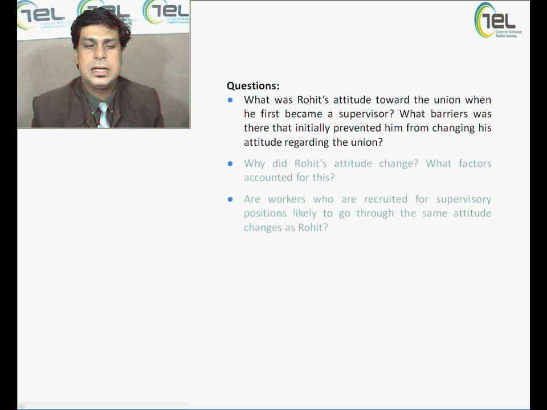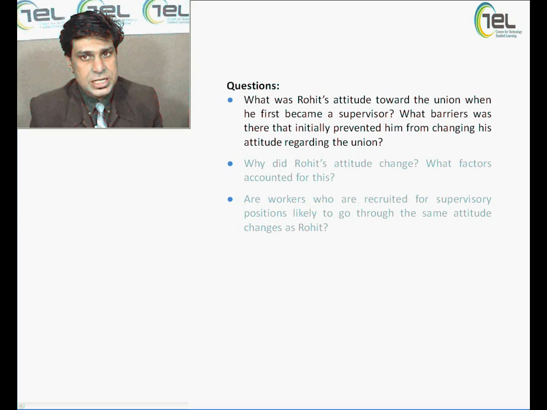The other barrier is that he has not been exposed to the other side, which is the management side. He has not yet been exposed to the management viewpoints. He has not been exposed to why a management thinks like that, why a management feels that this is how it should be handled. So these two barriers did not let him change his attitude immediately. To change his attitude, it had to take its time.